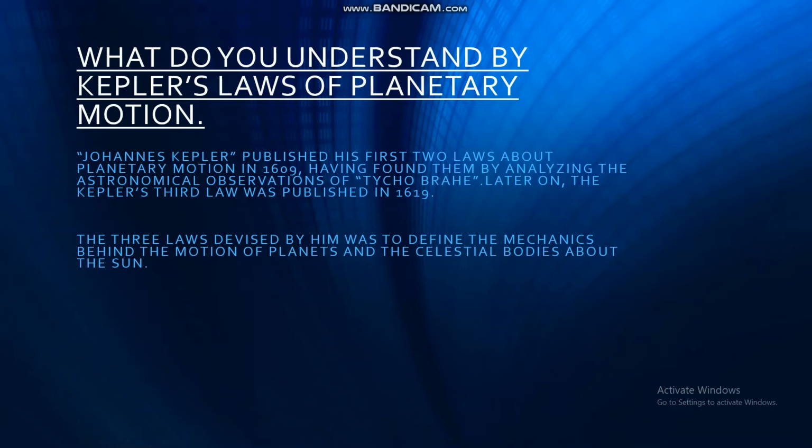First of all, let's see how Kepler's laws of planetary motion were born. Johannes Kepler published his first two laws about planetary motion in 1609, having found them by analyzing the astronomical observations of Tycho Brahe. Later on, Kepler's third law was published in 1619. The three laws devised by him define the mechanics behind the motion of planets and celestial bodies about the sun.